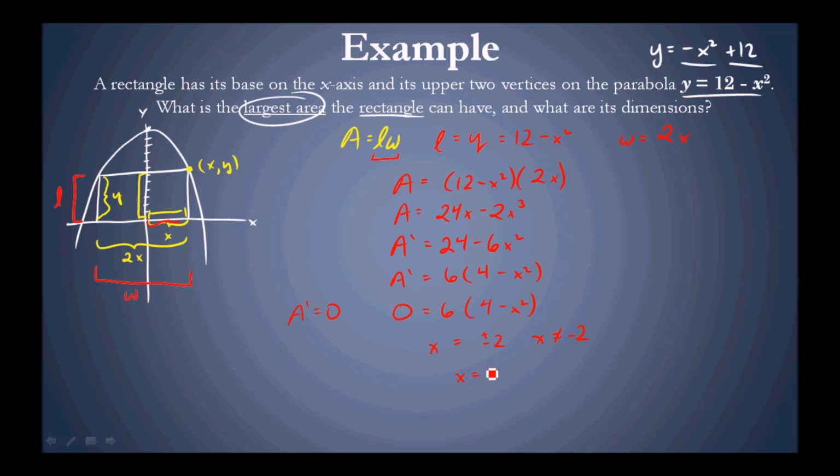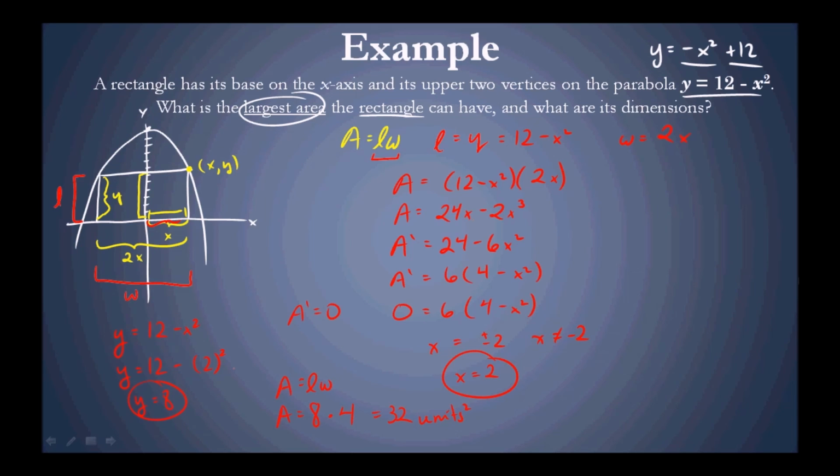So our x is equal to 2, y is equal to 12 minus x squared, y is equal to 12 minus, plugging in the 2 that we found for our x, y is equal to 8. Area equals length times width. Our length, being our y, is 8. Our width, being 2x, is 4. So area is 32 units squared.